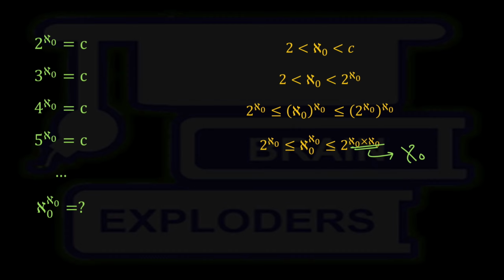We have also seen this. So 2 raised to the power aleph naught is less than or equal to something which is less than or equal to 2 raised to the power aleph naught, which means this middle term, aleph naught raised to the power aleph naught, is also equal to 2 raised to the power aleph naught, which is equal to C. So here we get its value is also equal to continuum.